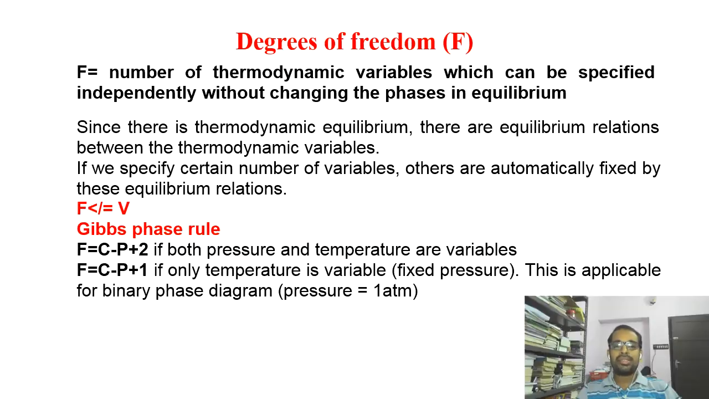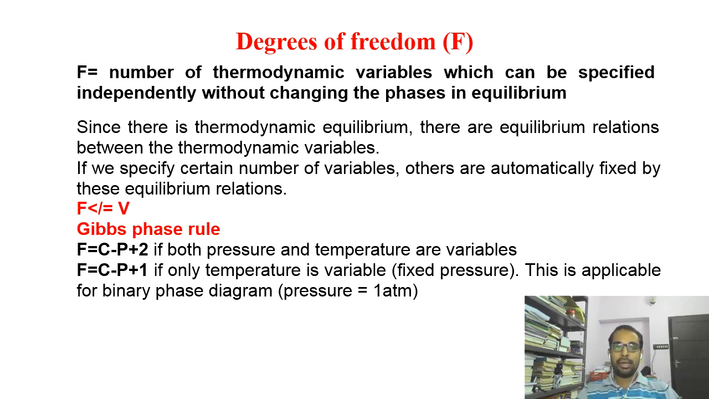Now we can define the degree of freedom. When phases are at equilibrium, there are equilibrium conditions. F is the number of thermodynamic variables which can be specified independently without changing the phases in equilibrium. That is how we define the number of degrees of freedom F. Since there is thermodynamic equilibrium, there are equilibrium relations between the thermodynamic variables. So if we specify a certain number of variables, others are automatically fixed by these equilibrium relations.